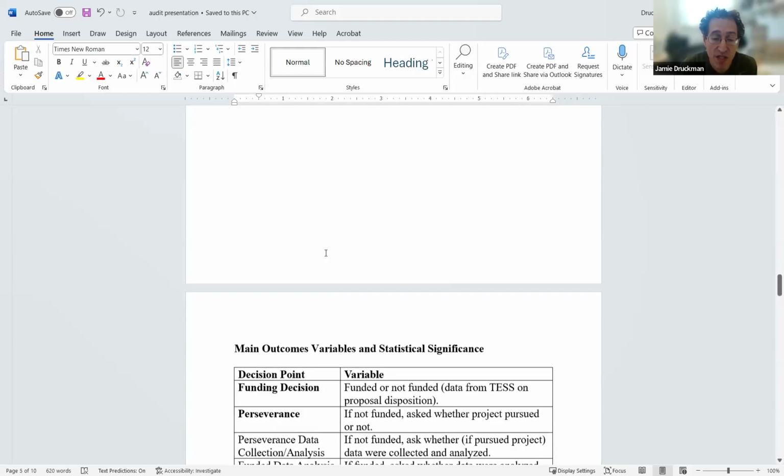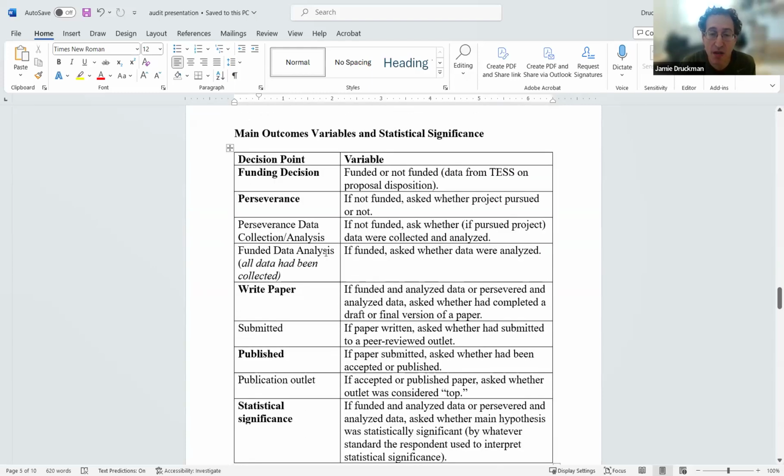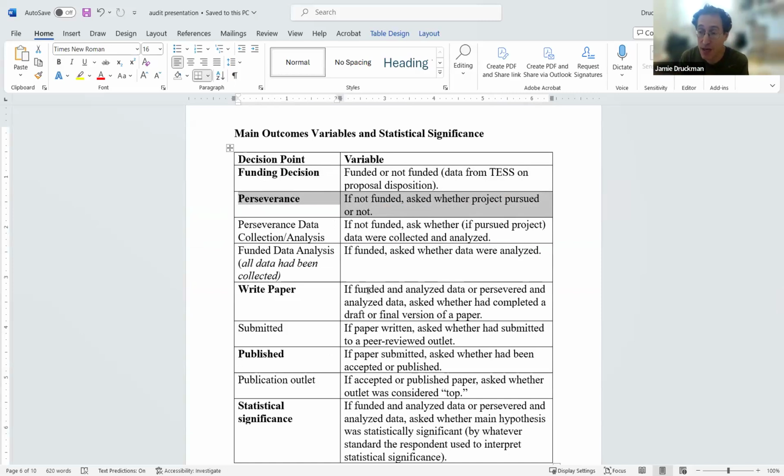And so what we did, I'm not going to talk through all of this, but we measured a bunch of things. We measured funding decision, which is whether you were accepted or not accepted. So in that sense, it was an internal audit of our own activities, like what was affecting whether we were funding things or not. We measured perseverance. This is something we were particularly interested in. If you're not funded, then we asked people, did they pursue the project? Did they persevere in the face of the rejection, and then collect data themselves, and what happened with that project as they went down the line? We asked people if they wrote a paper or not.